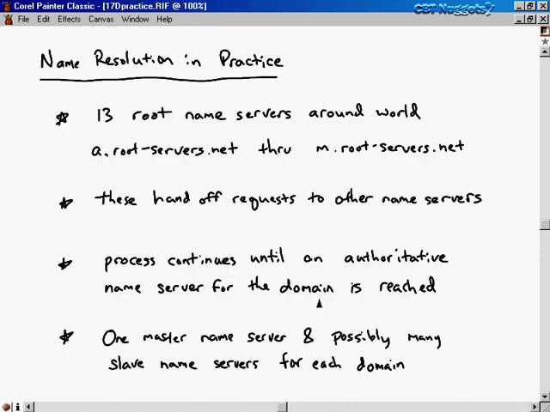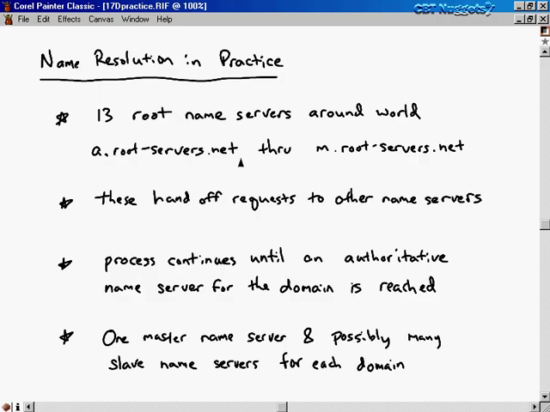Now, each domain has what's called a master name server, and it also has what we call slave name servers as well. They have the same information on them. All we're trying to do by having master and slave name servers for a particular domain is spread out the load of name resolution. We don't want one machine handling all the name resolution for a large domain like Microsoft.com or Yahoo.com or IBM.com. These domains are really large and have lots and lots of subdomains, so having one server handle that would be bad. That's why we have master name servers and slave name servers for each domain.